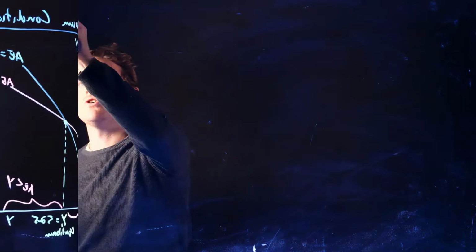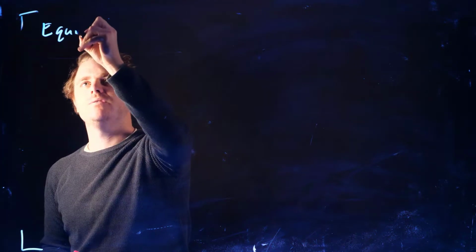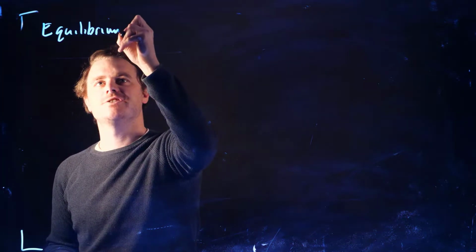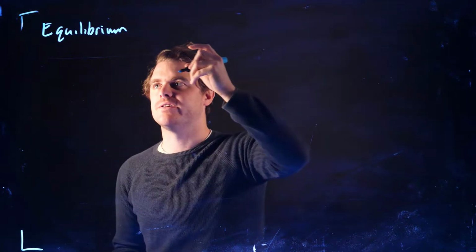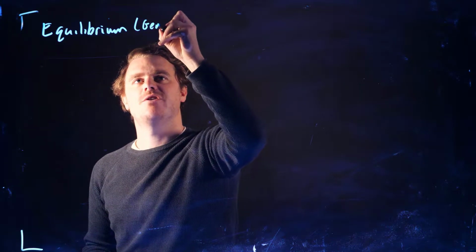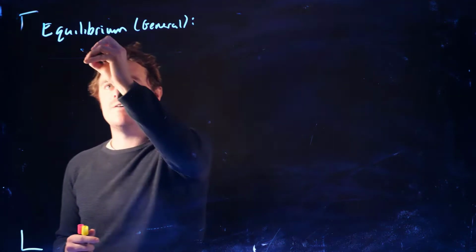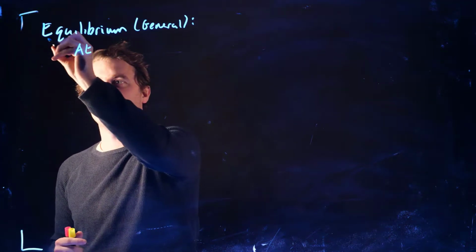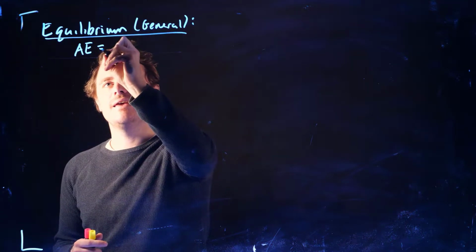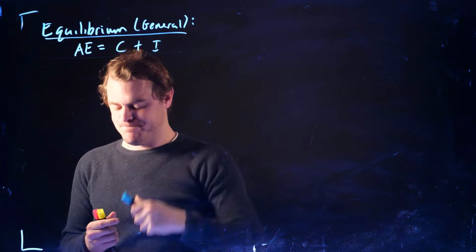Let's be a little bit more general with our equilibrium now. Instead of actual numbers, let's just think of what it looks like algebraically. Equilibrium, I'm just going to put general in brackets. All right, so we have AE, maybe I'll underline that. AE equals C plus I.